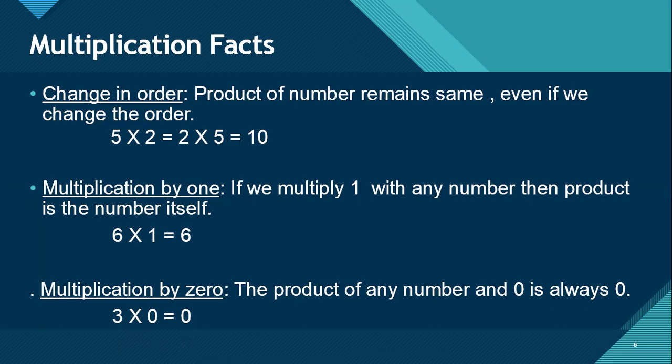The first one, change in order: the change in order does not change the answer, it will be the same. Multiplication by 1, the answer will be the number itself. Multiplication by 0, the answer will be 0. If we multiply 0 with any number, the answer will be 0.